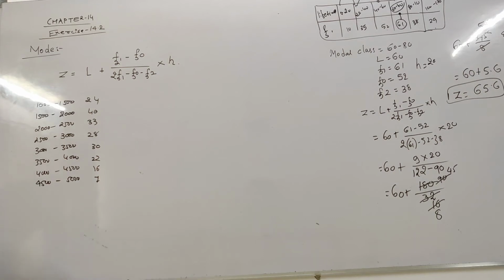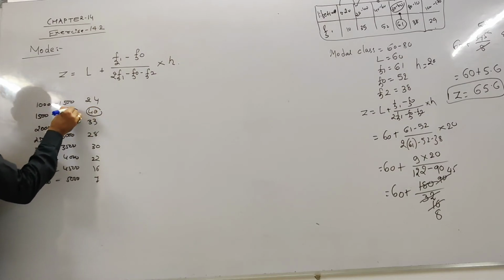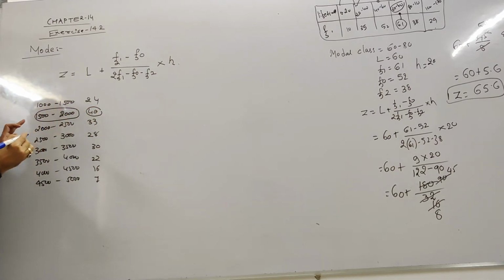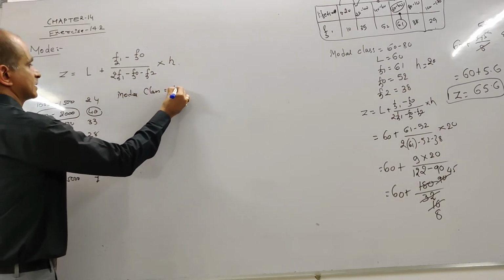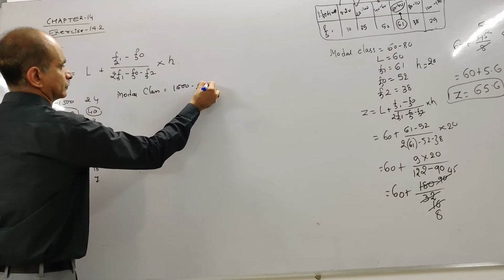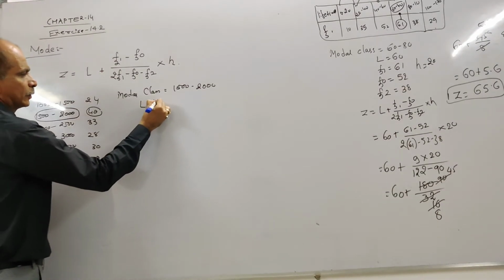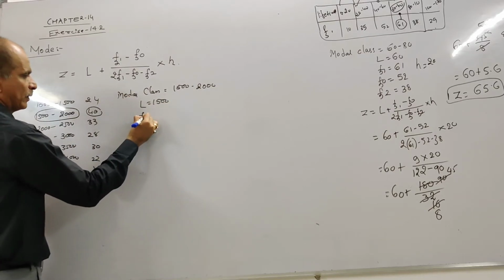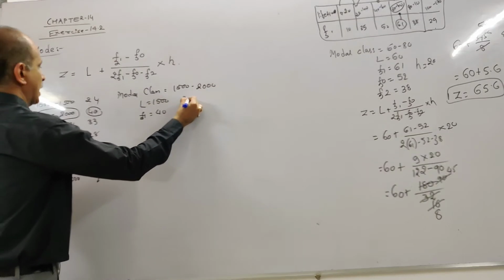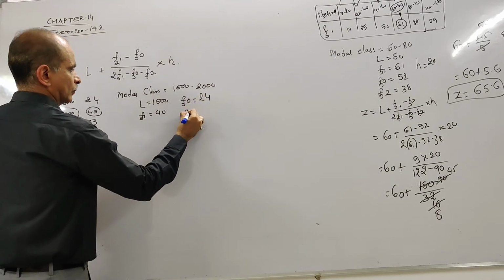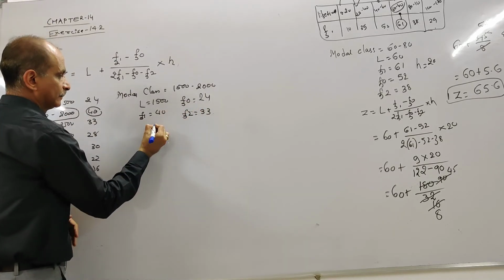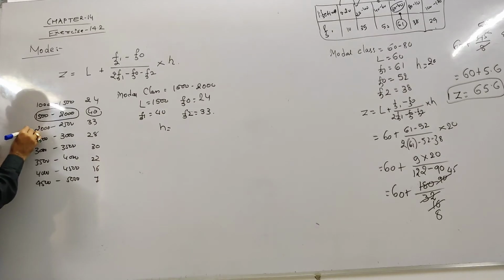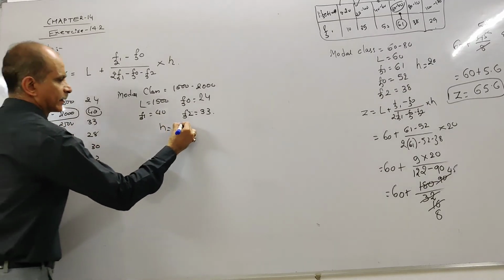Well, in this example, maximum frequency is 40. So the class against 40, that is known as what? Model class. So model class is equal to 1500 to 2000. So L is equal to 1500. F1 is equal to 40. F0 is equal to 24. And F2 is equal to 33. And H is equal to 2000 minus 1500 means 500.